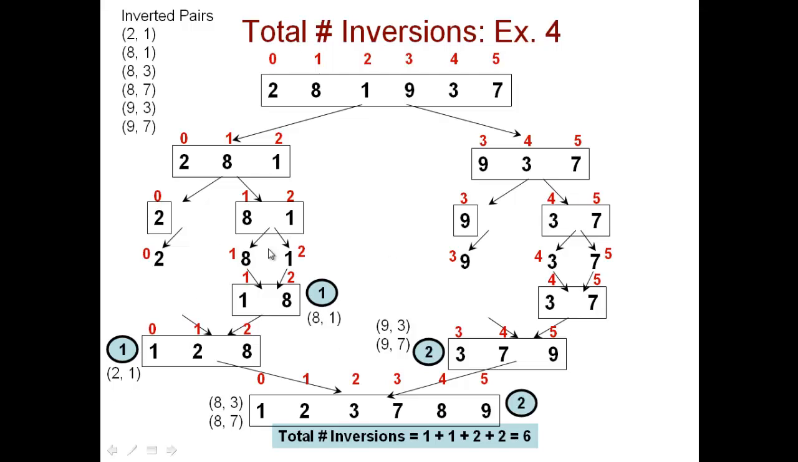So merging 8 and 1, 8 is greater than 1, that's an inversion. And how many inversions? Just 1, because mid is 2 minus i, which is 1. So 2 minus 1, 1 inversion. And you are writing 1, 8 in the merged array. So now we have to merge this subarray of just 2 in it, and then this array 1, 8.